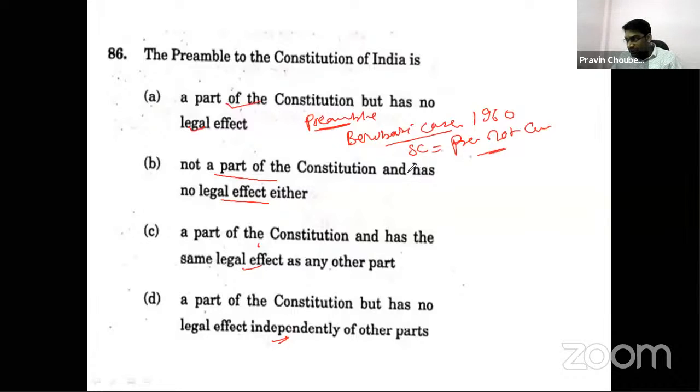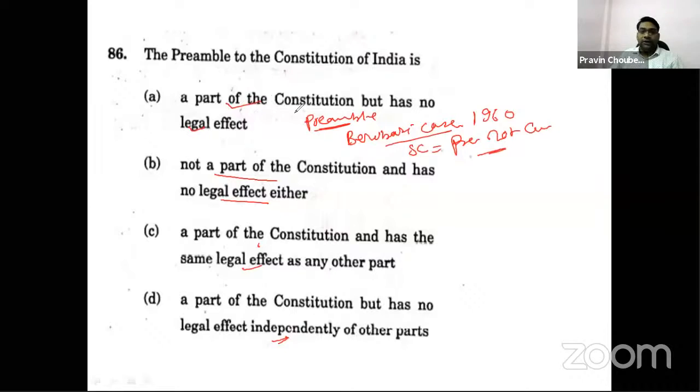The gap is mentioned, not a number of days. Yes, the gap is mentioned, that there should not be a gap of more than 6 months. Which power? This is the legislative power. We are talking about the legislative power of the president.